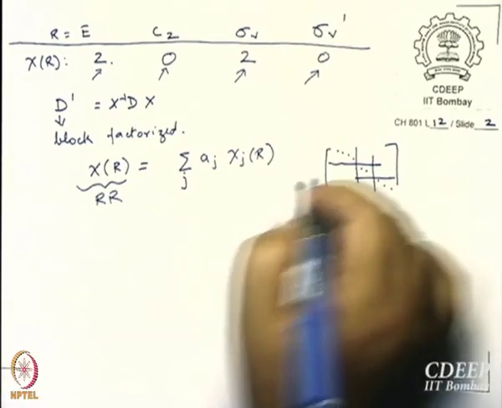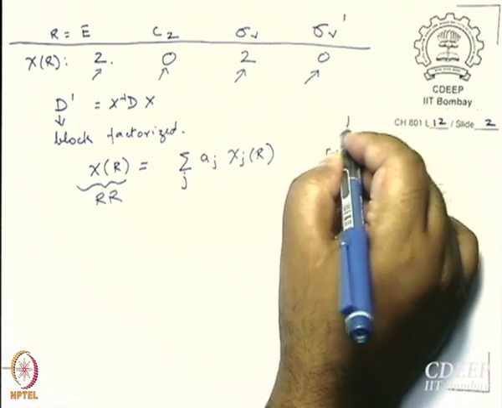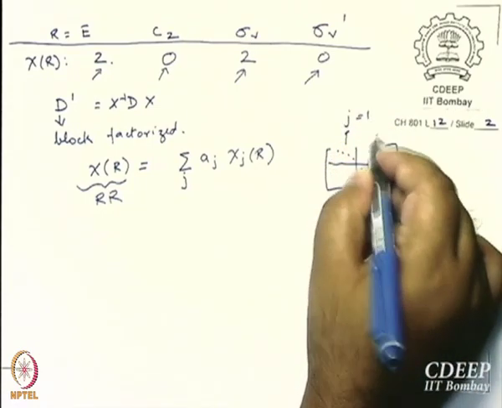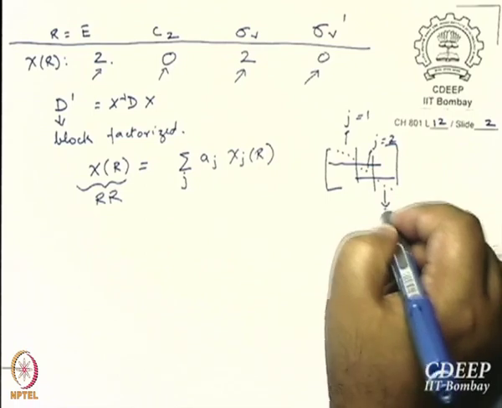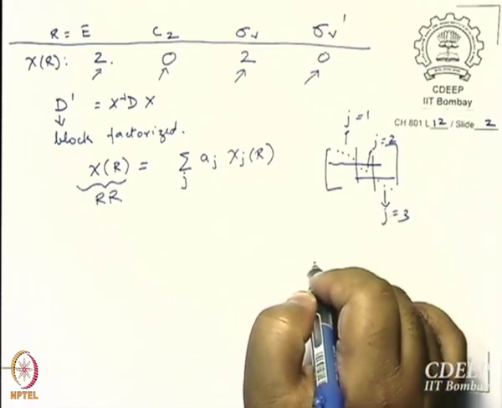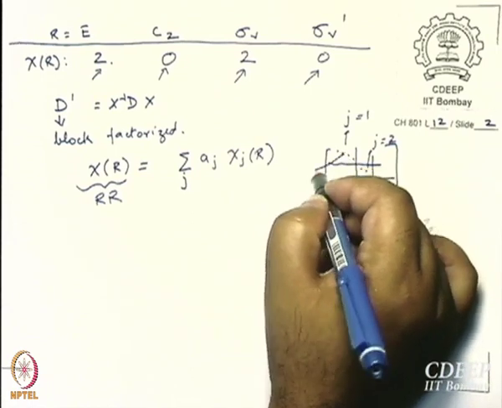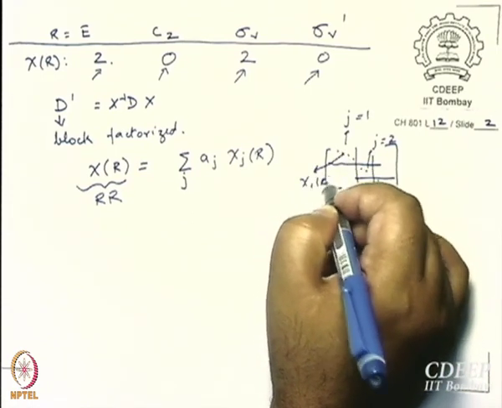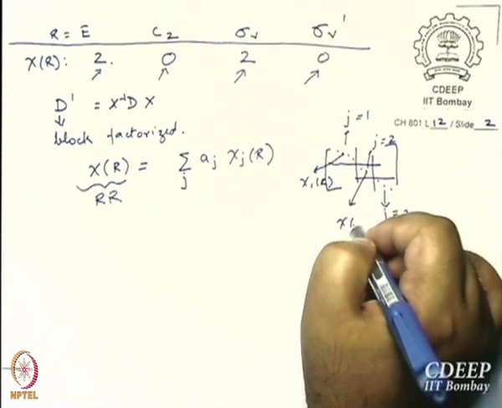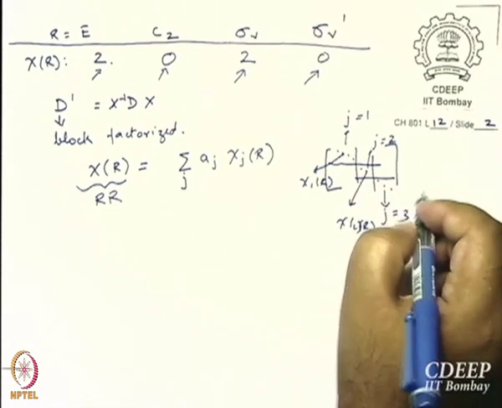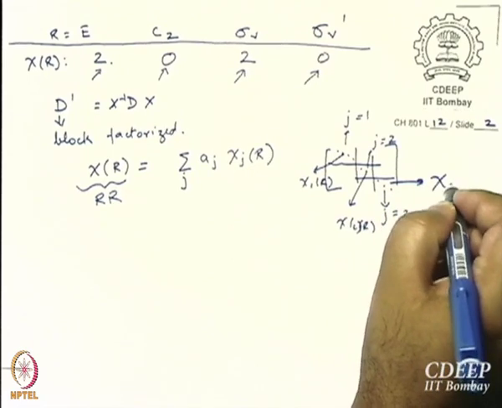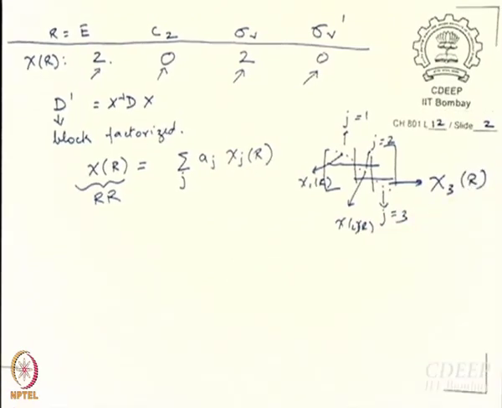Right. So, for this block j is equal to 1, for this j equal to 2, for this j equal to 3, alright. And for each block I can get the chi's. So, this is chi 1 r, this is chi 2 r, making a mess of it, this is chi 3 r, got it. What are these blocks?